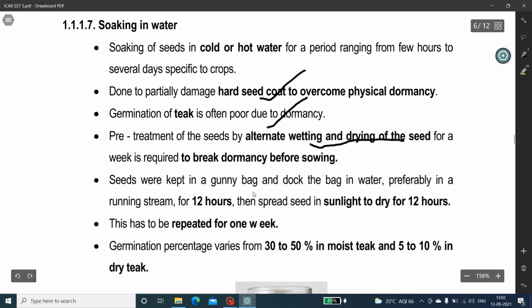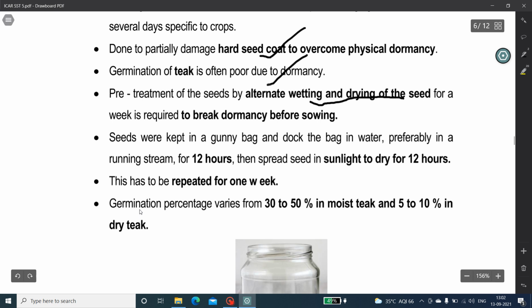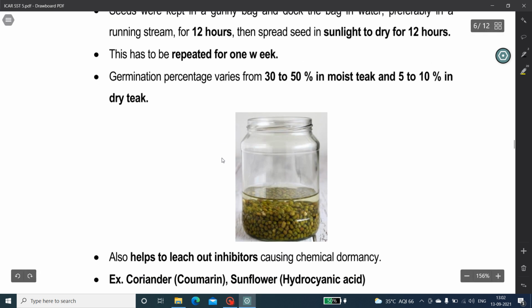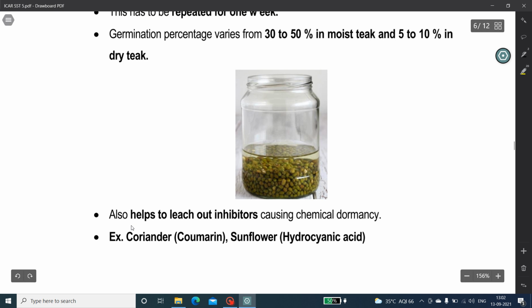Seeds were kept in a gunny bag and dipped in water, preferably in a running stream, for 12 hours, then spread in sunlight to dry for 12 hours. This has to be repeated for 1 week, that is 6 to 7 days, and it improves the germination percentage, which varies from 30 to 50% in moist teak and 5 to 10% in dry teak. It also helps to leach out the inhibitors causing chemical dormancy.